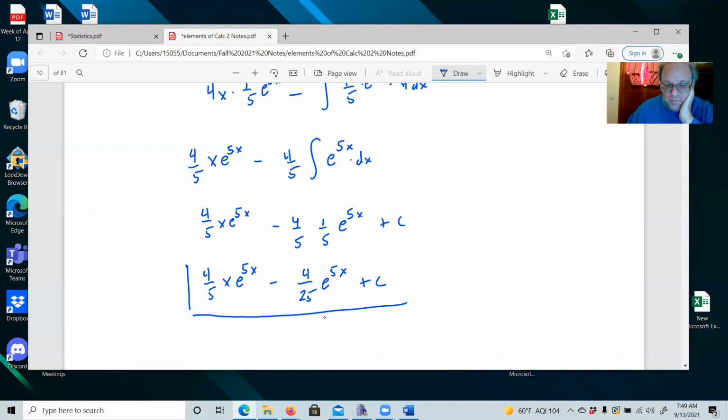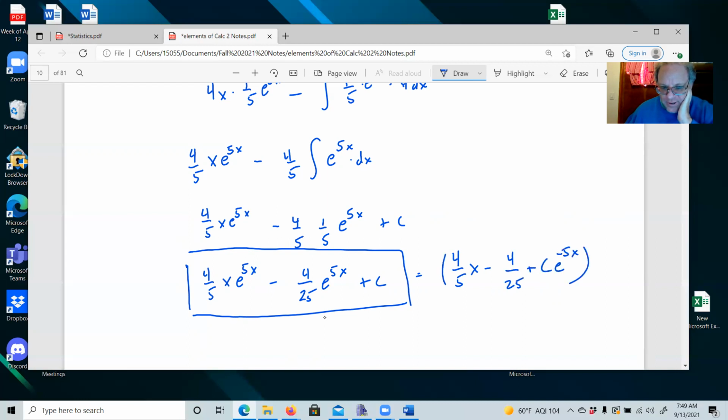We could be fancy about this depending on what you want. You know, we could also say this is 4/5 x minus 4/25 plus c, times e to the 5x. All I did was pull e to the negative 5x out of each term. I multiply it back in, this goes back to a 0, this goes back here, this goes back here.